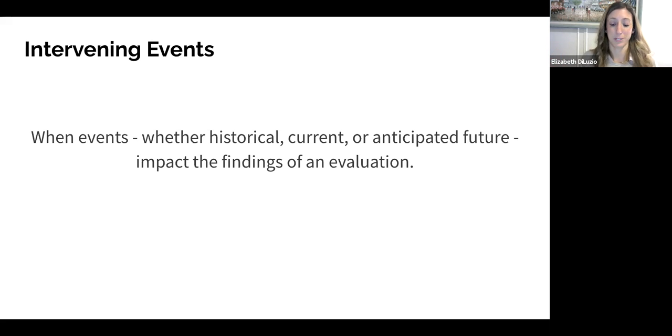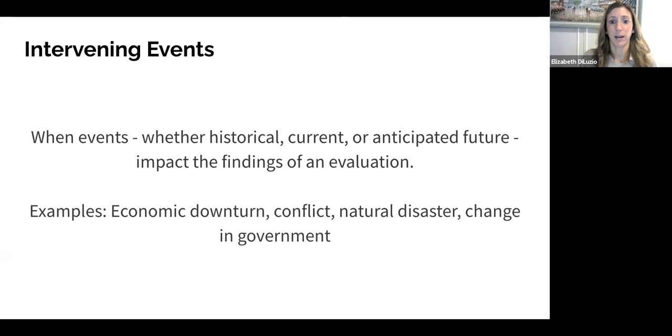It's a really hard question. And it's a case-by-case basis to decide how you compensate for that. But that's a dramatic example of an intervening event. Other examples are economic downturn, a conflict in the area, a natural disaster, changes in government leadership.